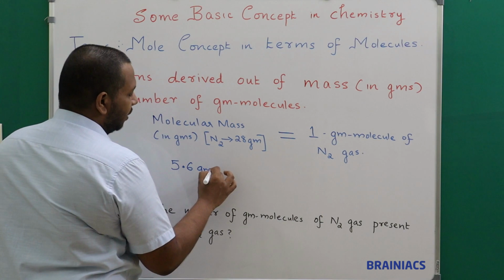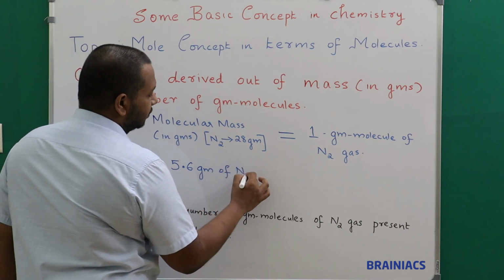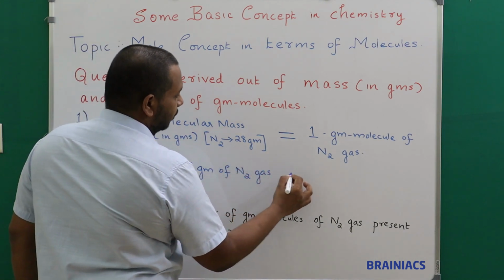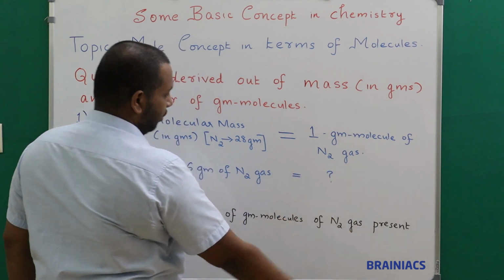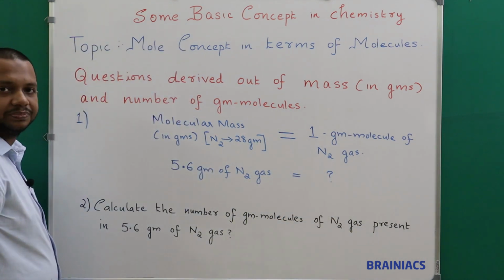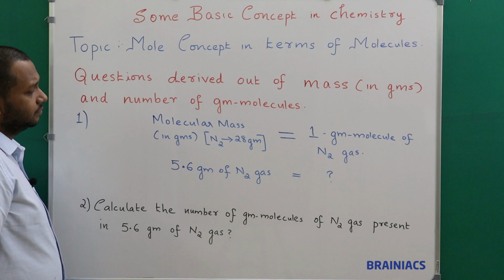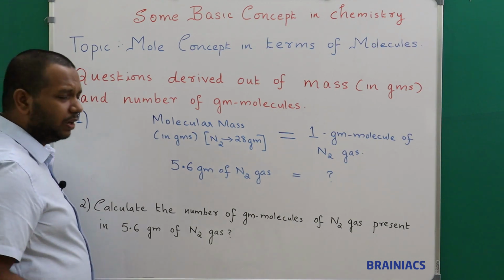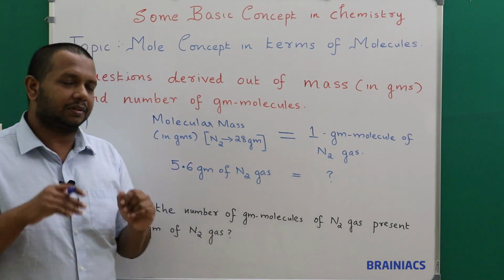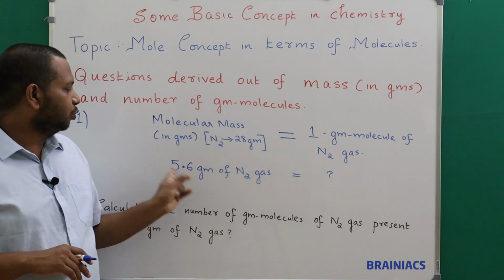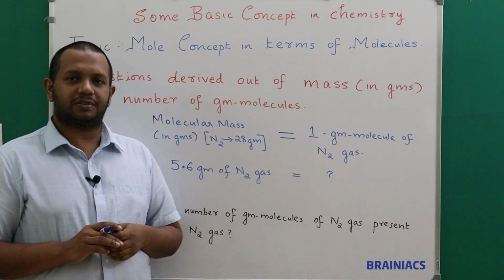5.6 gram of N2 gas. So corresponding to this, what is the number of gram molecules? So this is the question. So what should be done? Do we need to do it in an indirect way? Very simple. What is 28 into 2? I know it is 56.